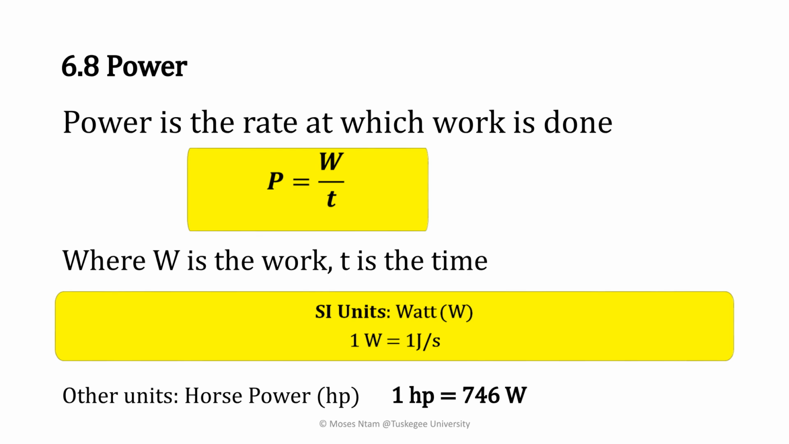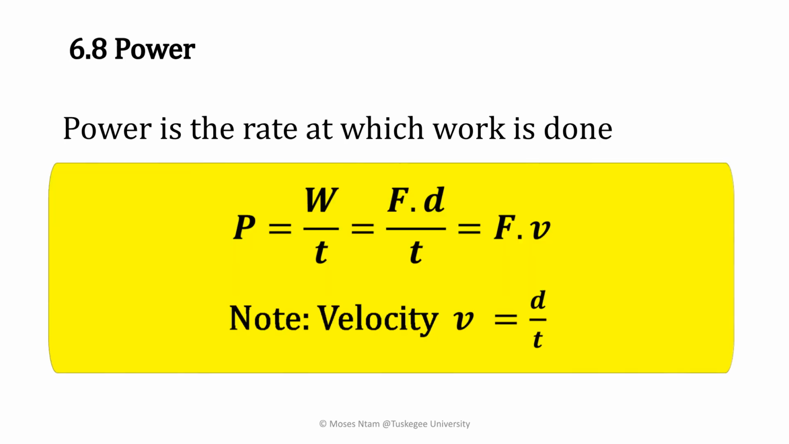Power, as discussed in Section 6.8, is the rate at which work is done. It is calculated as work divided by time and is measured in watts or sometimes in horsepower, where 1 horsepower equals 746 watts. This slide reiterates the definition of power as the rate at which work is done.